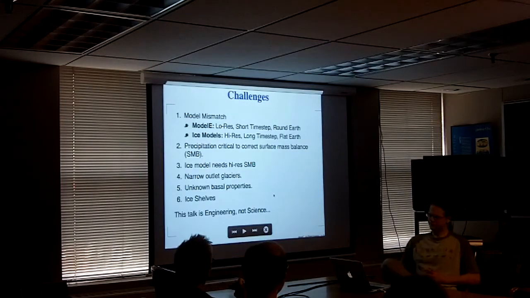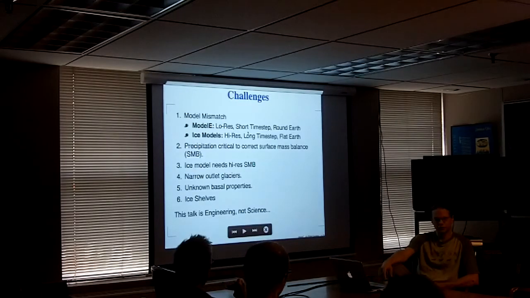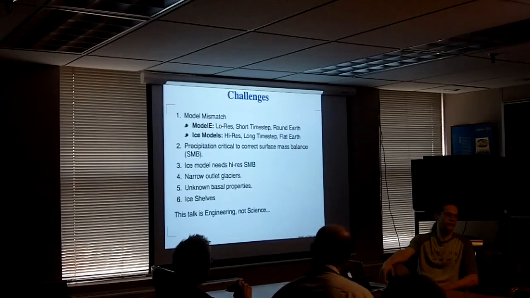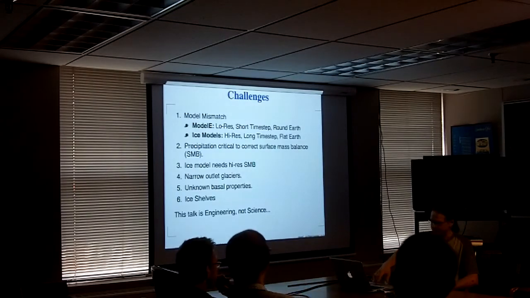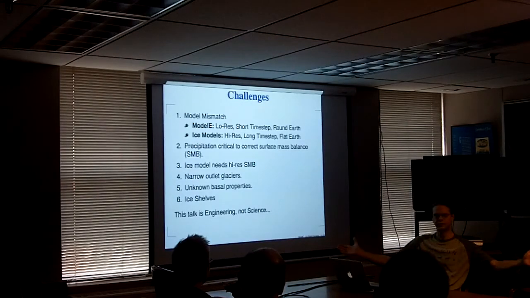Okay, so there are a lot of challenges, of course. The first challenge you can see is that ModelE is low resolution, uses short time steps, and works on a round Earth, as you know. But ice models are all high resolution. You saw those outlet glaciers. In some cases you need 1 kilometer resolution versus hundreds of kilometers for even our bestest, fastest, whateverest cube sphere.